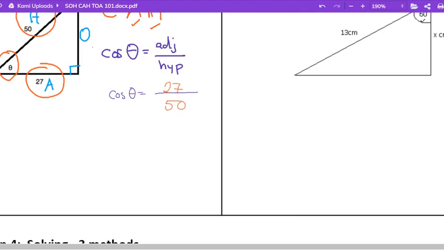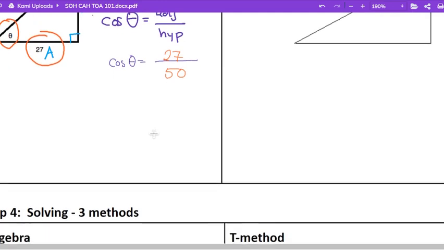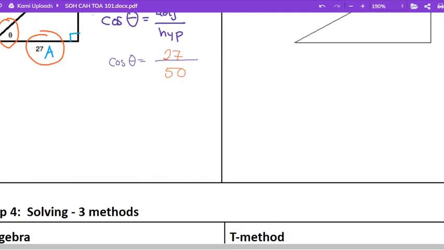Okay, now we already know that there is a function. We can't just divide everything by cos. But there is an opposite operation to taking the cosine. What is it? The inverse cosine. Oh, it's the inverse function. Yes. So in order to find theta, we must take the inverse cosine of 27 over 50, right?